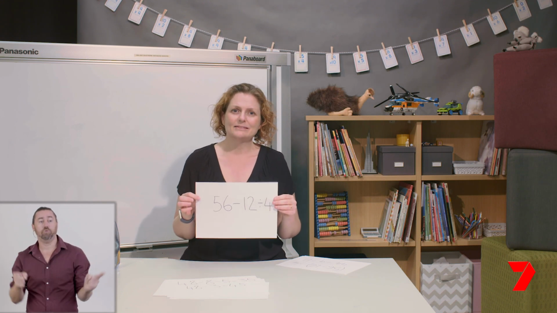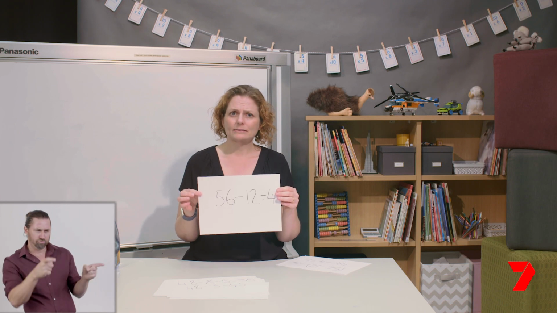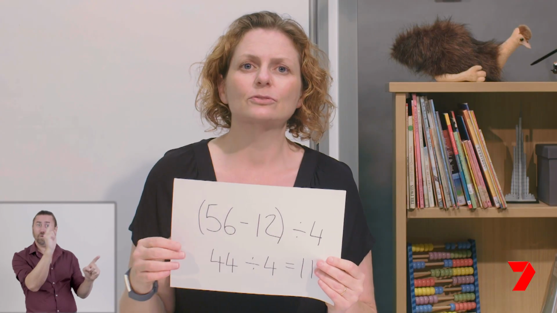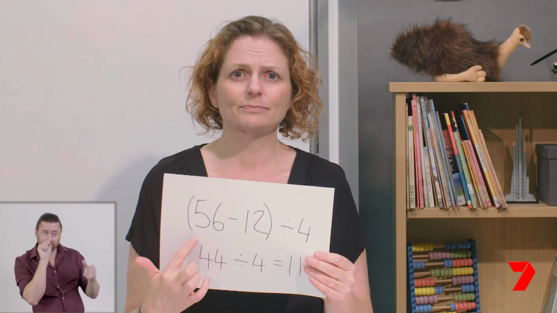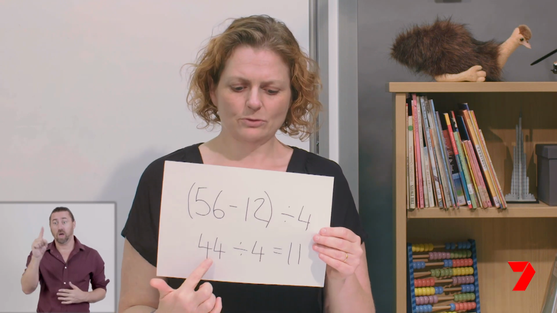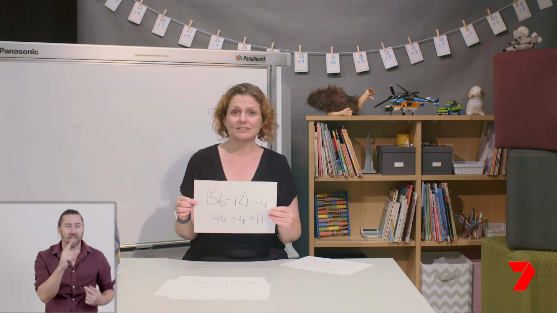We need to add brackets to make the expression reflect the problem. Where would you put the brackets? Placing brackets around the 56 subtract 12 makes sure that we do the subtraction first, and then the expression matches the problem. So 44 divided by 4 is 11. Each friend received 11 cards. Remember that you complete multiplication and division from left to right, and then addition and subtraction from left to right.